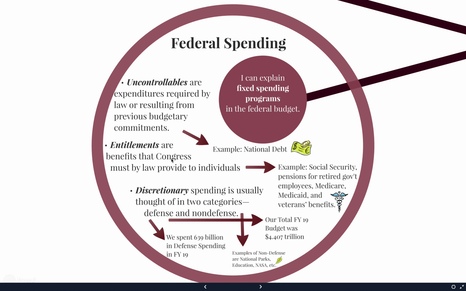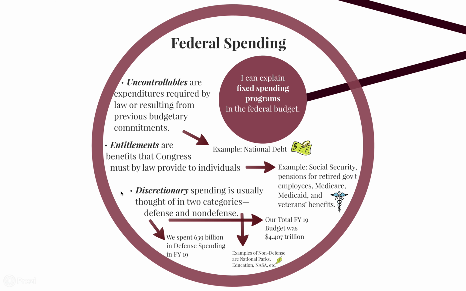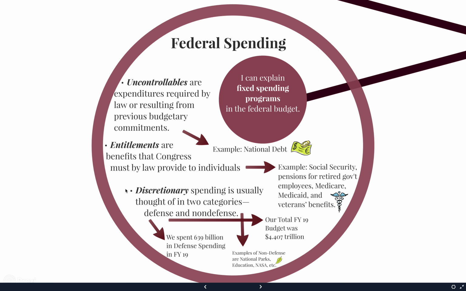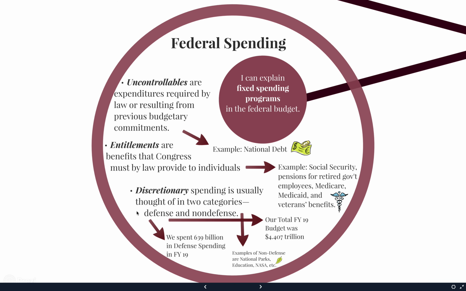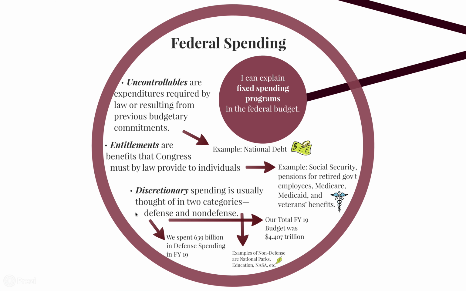Lastly, besides our uncontrollables and our entitlements, we also have what is called discretionary spending. And again, this is another huge topic that we're hitting on this week. Discretionary spending is basically thought of in two categories. It's either defense or non-defense spending.